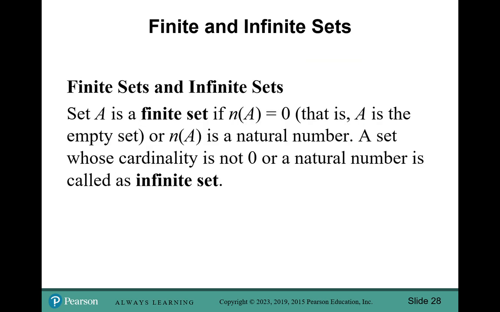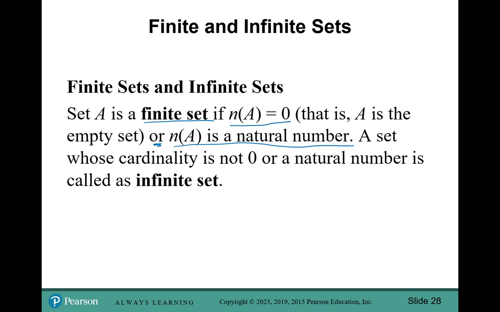Let's look at finite and infinite sets and finally give that a definition, because we've been throwing some of those words around the entire class. A set A is a finite set if the cardinality of A equals 0. That is, A is the empty set. Or the cardinality of A is a natural number. So if you wind up with the case where the cardinality is 0 or the cardinality is a natural number, then it's a finite set.